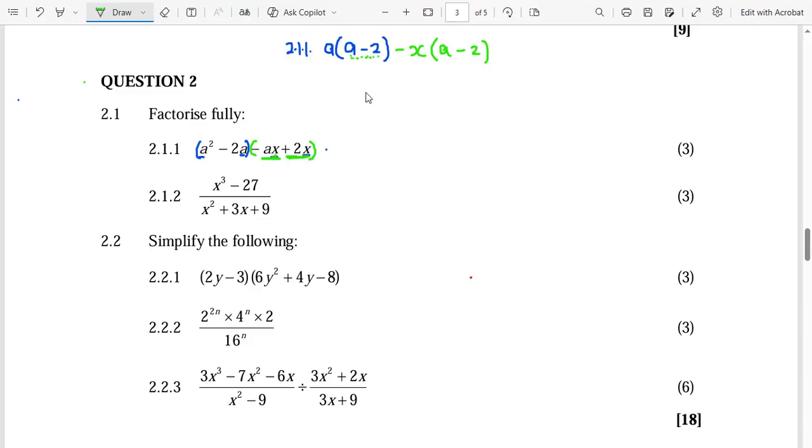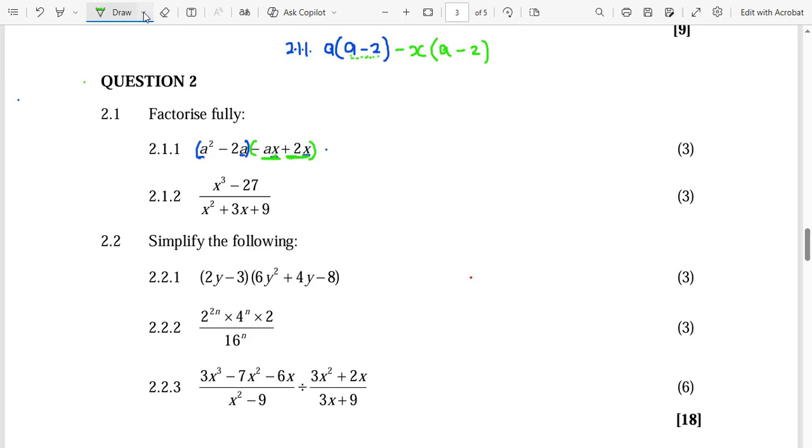The aim is that when we multiply out the bracket, we need to get the original term. So if I say minus x times a, I should get minus ax. When I say minus x times minus 2, I should get positive 2x. So now you understand why I'm grouping that with the negative, so that I can take negative x out as a common factor.